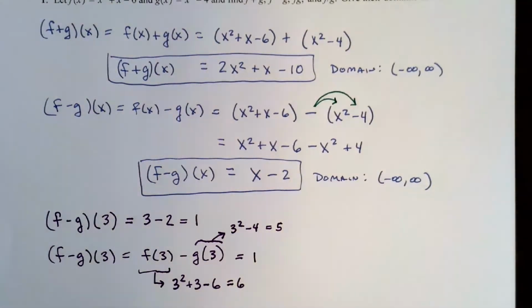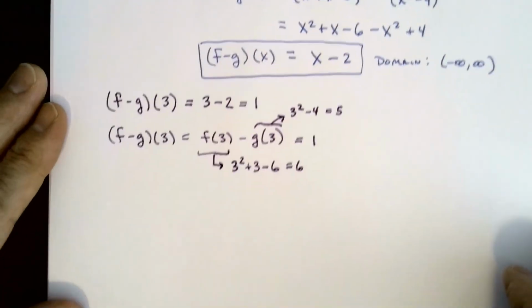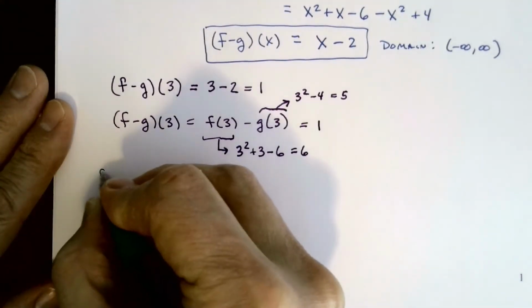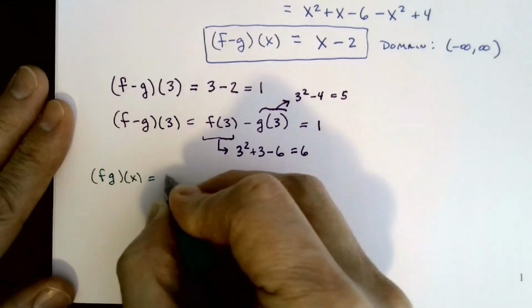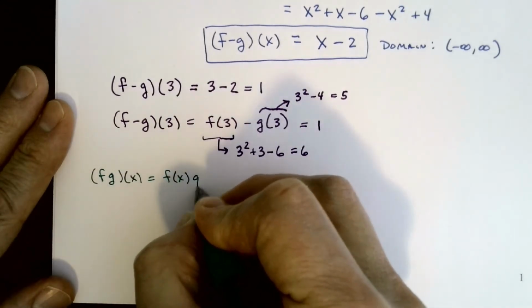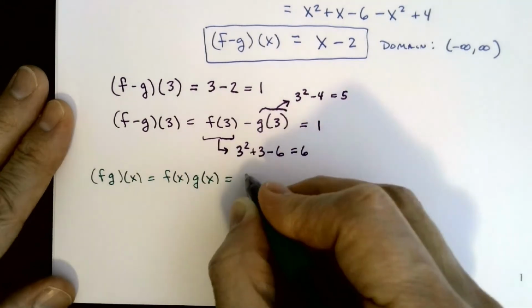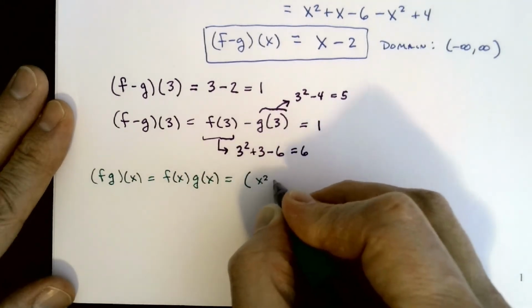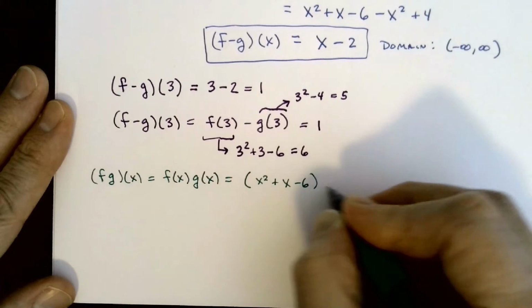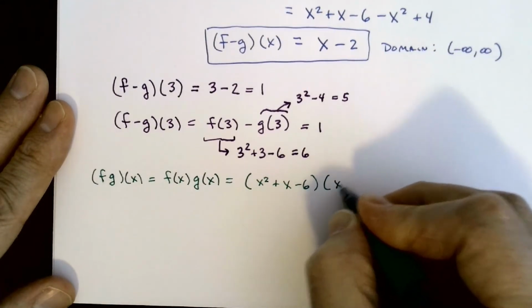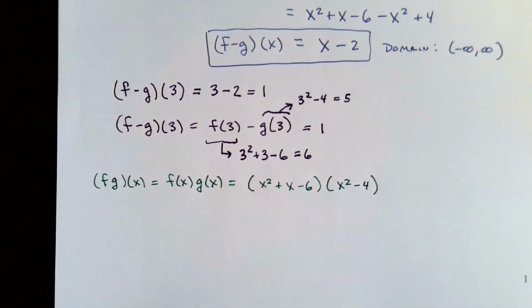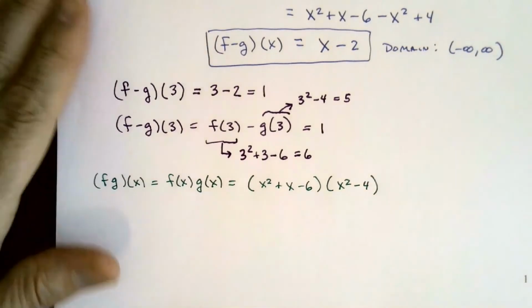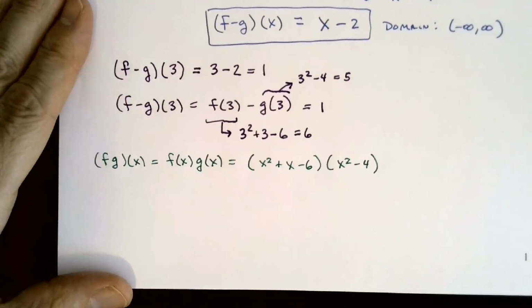All right, we also want to look at f times g of x, or fg of x, right? So that's taking the value of f of x times the value of g of x. So the value of f of x, again, was x squared plus x minus 6, and the value of g of x was x squared minus 4. Okay. And there's the answer, right? And that's certainly fine to leave it in that form.